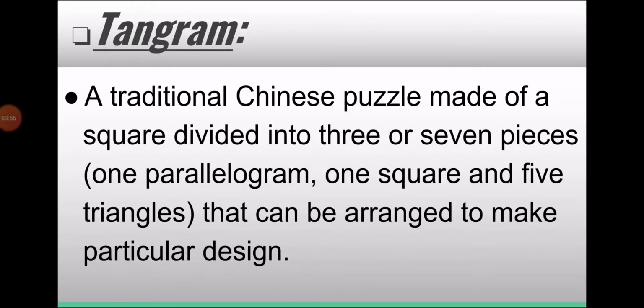Done? Now, Tangram. A traditional Chinese puzzle is made up of a square divided into 3 or 7 pieces, 1 parallelogram, 1 square, and 5 triangles that can be arranged to make a particular pattern, a particular design. A parallelogram is a shape which has 2 opposite sides equal. It has straight lines, 4 sides, 4 corners, but 2 opposite sides are of the same length. So this puzzle has 1 parallelogram, 1 square, and 5 triangles when it has 7 pieces.